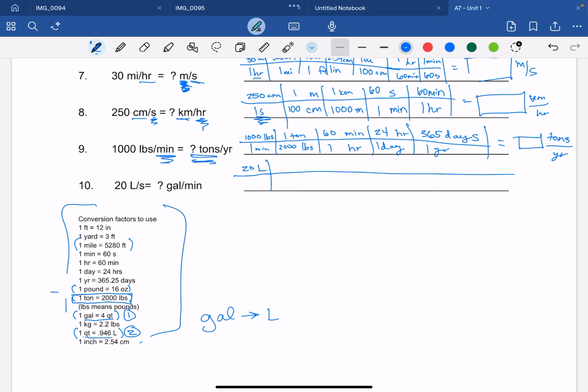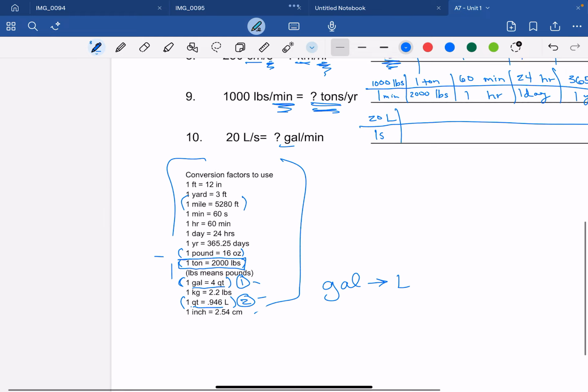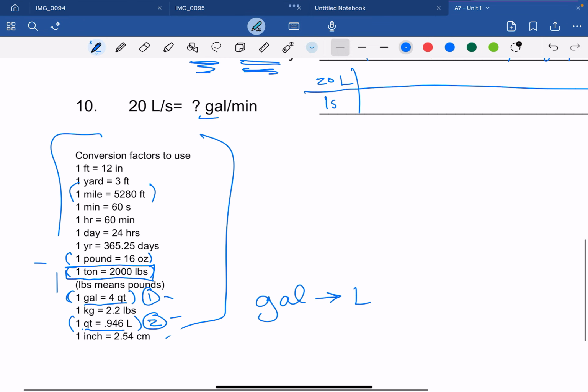All right, last one. 20 liters per second. Put the 1 second there on the bottom. Let's go from liters to gallons. So we know gallons and quarts like before, and then we can get it from quarts to liters. So we're going to use the same kind of equation there to get our liters to gallons. Since we're starting in liters and liters were on the top, move liters to the bottom. And the number that goes along with it is 0.946 liters. And that is the equivalent of 1 quart.